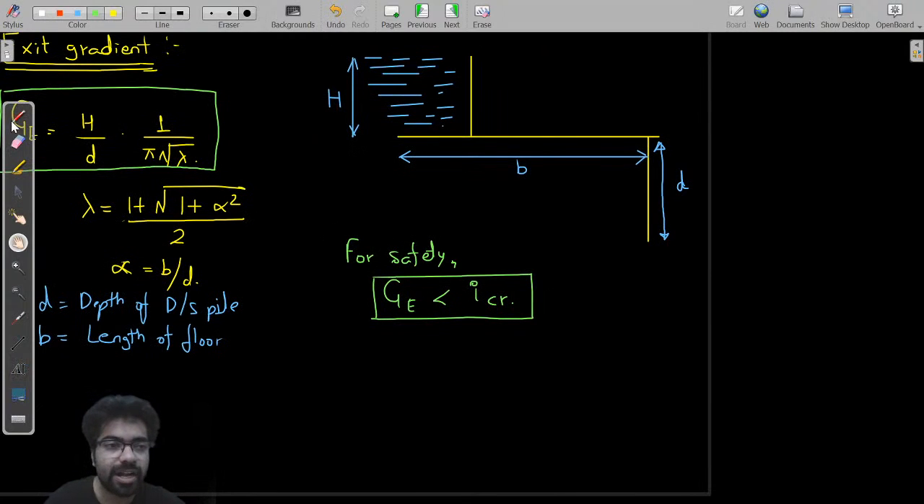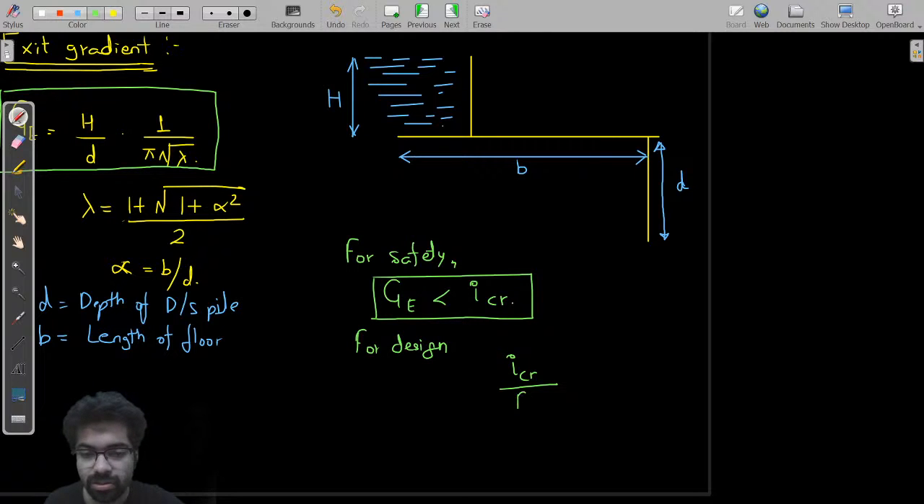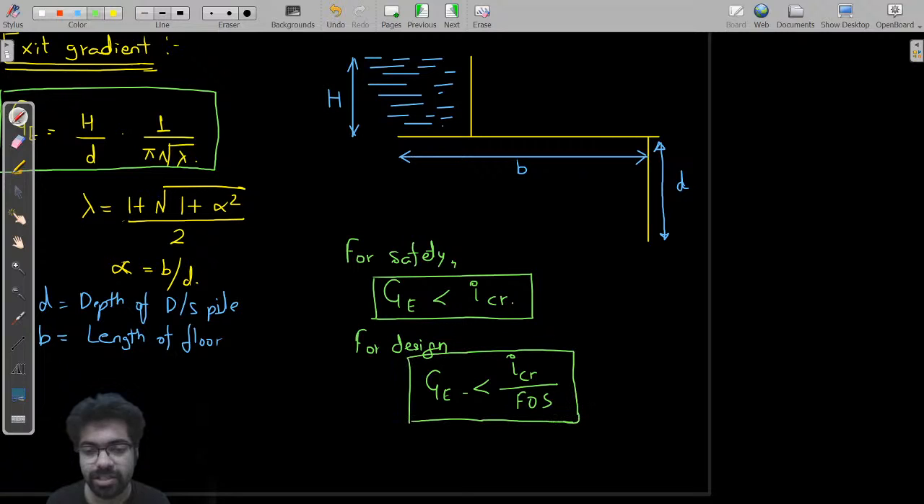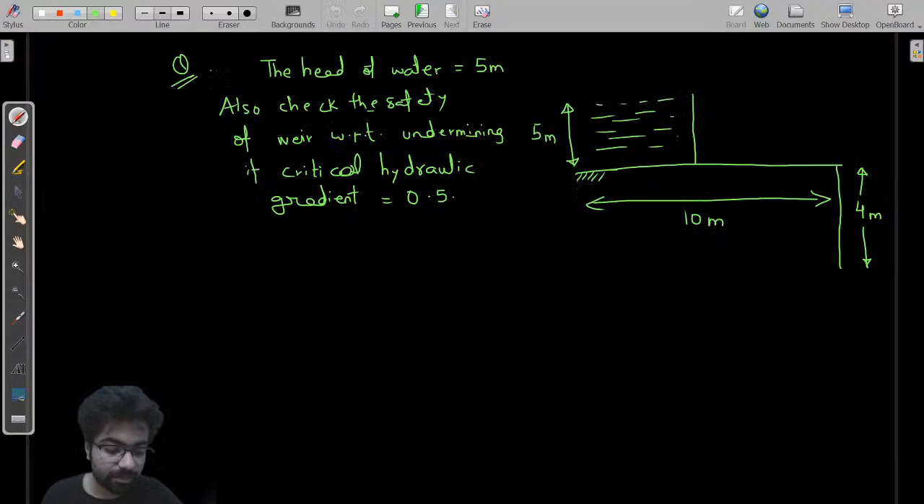And for design you can write like this, that you will reduce the critical value also. Why will you take the risk? You will reduce that extreme value to somewhat lower by dividing it by a factor of safety. It is very simple. For design point of view, exit gradient should be much less than the critical value.